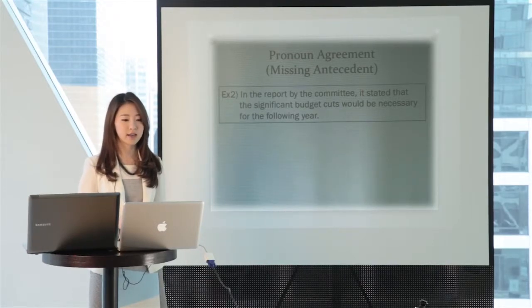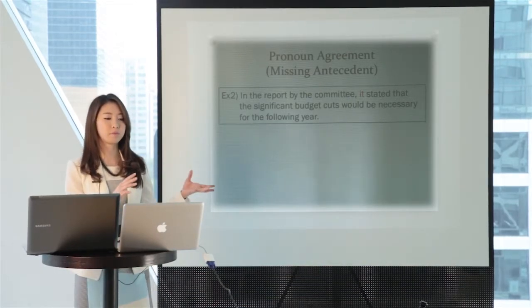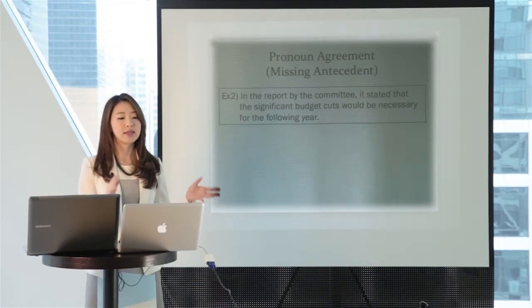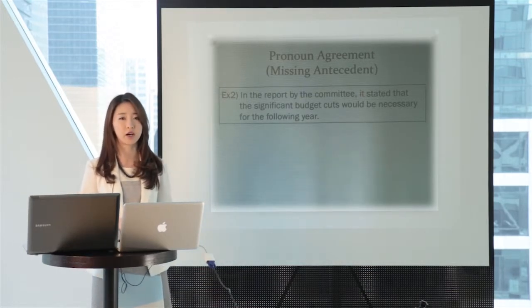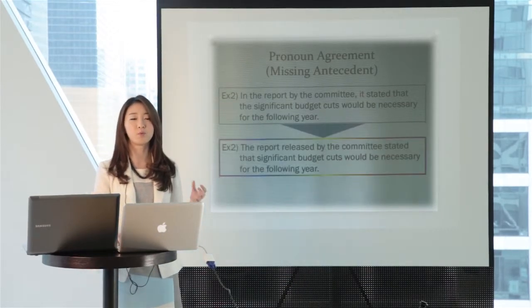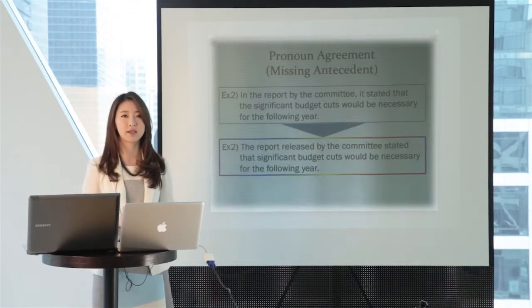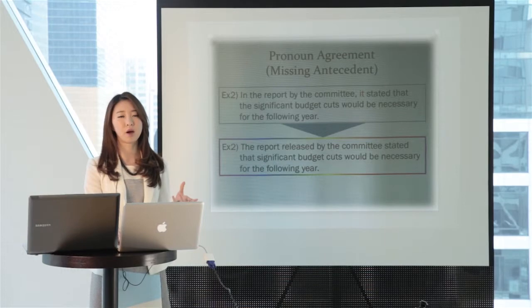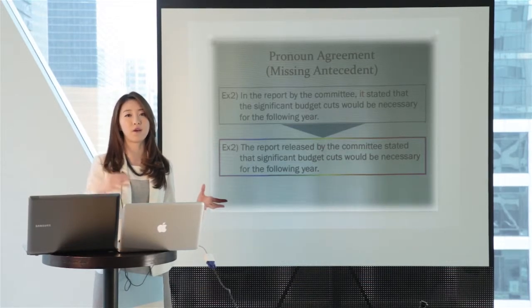Okay, we look at another example, the missing antecedent. In the report by the committee, it stated that the significant budget cuts would be necessary for the following year. The part at the front, until in the report by the committee, this is a conditional phrase, so it's not really necessary in the sentence. So if you take that out and read it, we should say, it stated that the significant budget cuts would be necessary for the following year, but we really don't know what the pronoun it is referring to. So it should be really clear with what it refers to. It should be changed to, the report released by the committee stated that the significant budget cuts would be necessary for the following year. So what you always have to be careful is if the word it or they comes out, make sure that there is a subject at the front that can modify these two pronouns, okay?